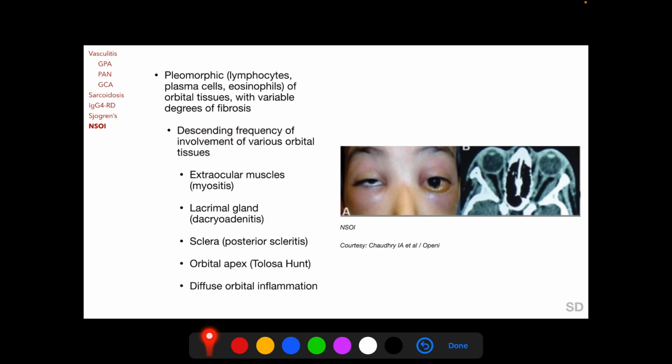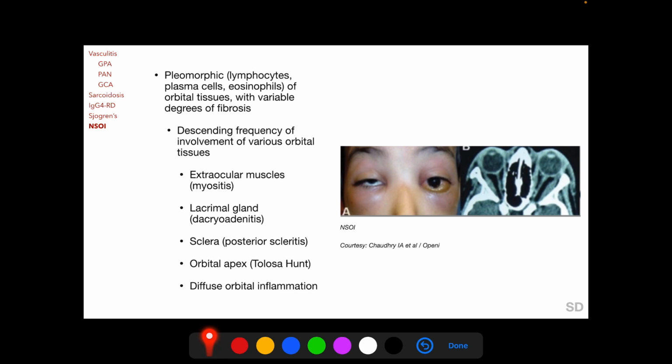Most commonly, extraocular muscles are involved, when it is called a myositis. Next, most frequently, lacrimal glands are involved in NSOI, when it is called a dacryoadenitis. Then comes sclera, when it is termed posterior scleritis. Next comes orbital apex, when it is called Tolosa-Hunt syndrome. And the least common pattern is a diffuse orbital inflammation in which all orbital contents are more or less equally involved.